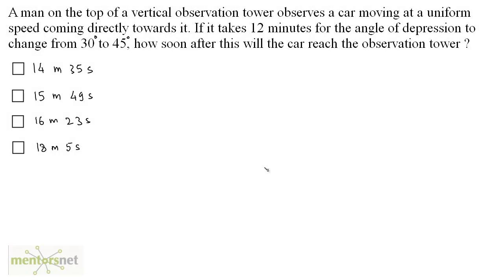A man on the top of a vertical observation tower observes a car moving at a uniform speed coming directly towards it. If it takes 12 minutes for the angle of depression to change from 30 degrees to 45 degrees, how soon after this will the car reach the observation tower?